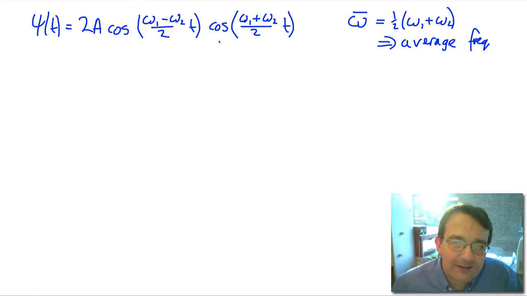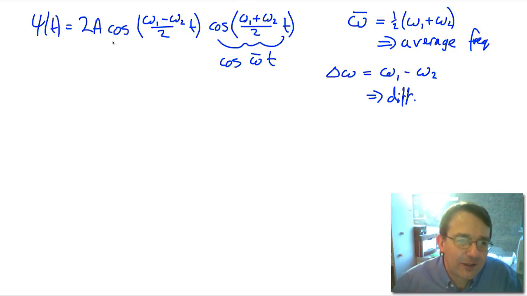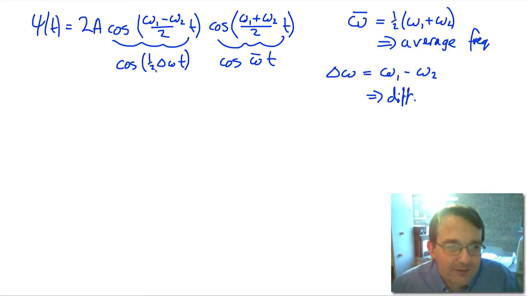So this is going to be, we can write this as the cosine of omega bar times t. So this is going to oscillate with the average frequency of the two sources. Now we can also write down the difference in frequency between the two sources as omega 1 minus omega 2, and so this is the difference. And so here we can write this as cosine of a half delta omega times t. And so this is half the difference in frequency. So this is going to oscillate with the difference in frequency.